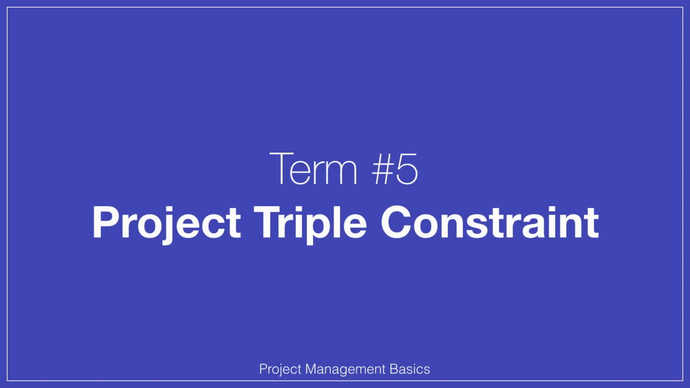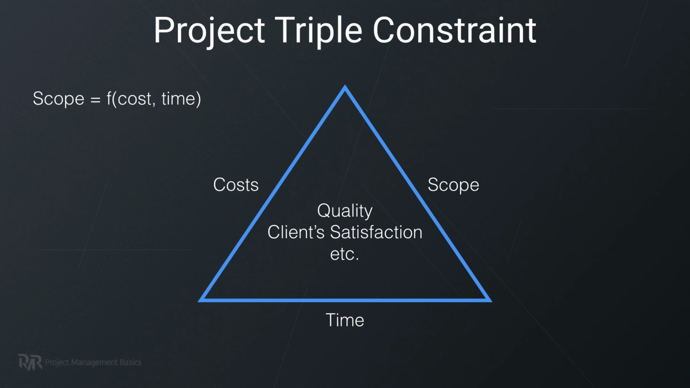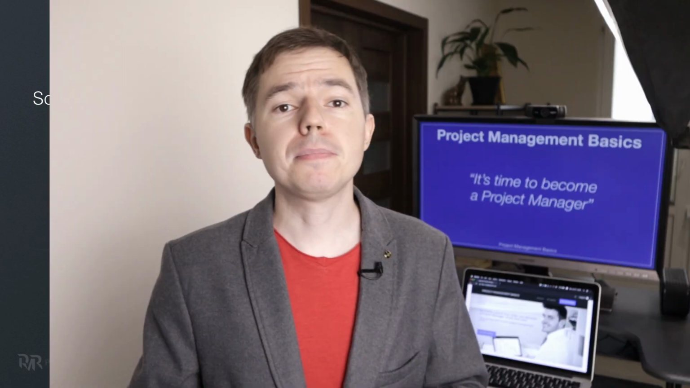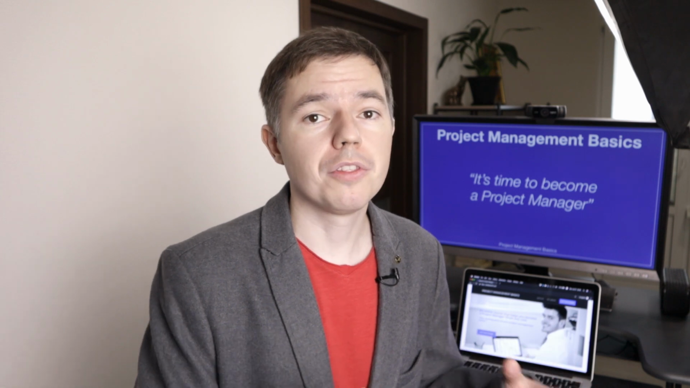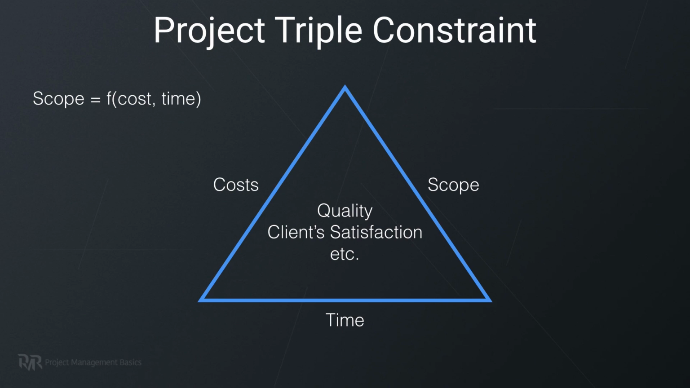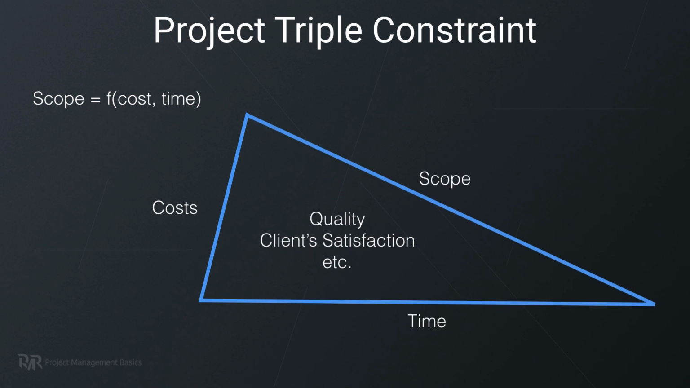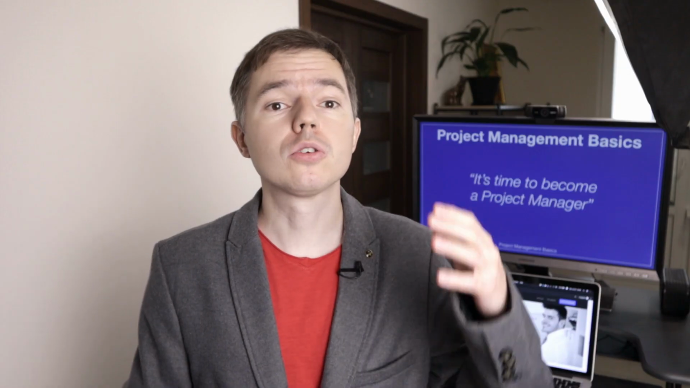Okay, now let's talk about the triple constraint. A project triple constraint is a concept that states that scope of work is a function of time and costs. It means that the more you want to do, the more you need to pay and the more time to allocate. Likewise, you can trade money for time. Pay more to finish the project faster. You need to keep this triangle always in mind. On a project, nothing is free of charge. Moreover, when there is a change request on a project, you don't have many options here. You need to make a trade-off of scope, costs or time.